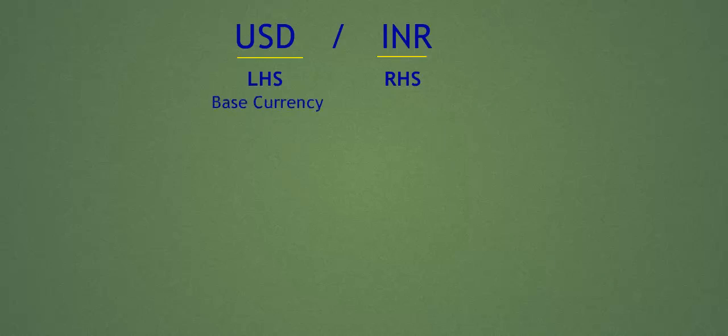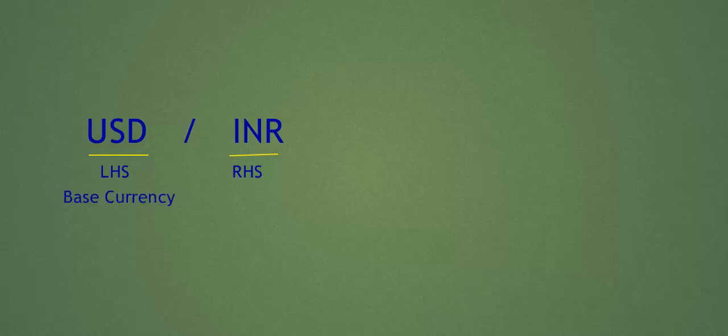Whichever currency is on the left-hand side we call the base currency, and whichever currency is on the right-hand side we call the variable currency. So we have two currency names in one quotation, USD and INR. USD is on the left-hand side and INR is on the right-hand side. The left-hand side currency is called the base currency, while the right-hand side currency is called the variable currency.